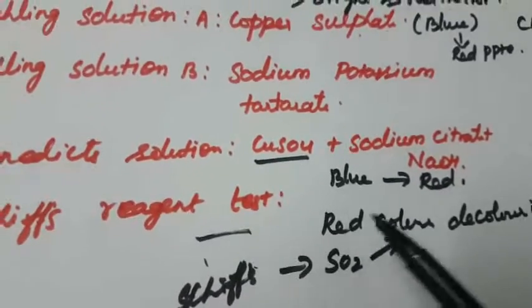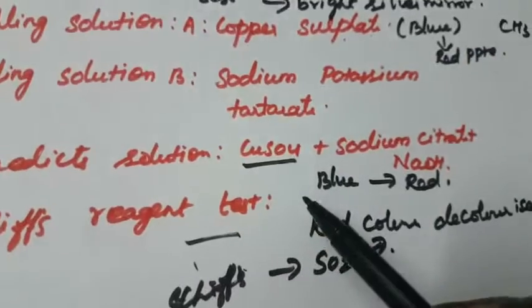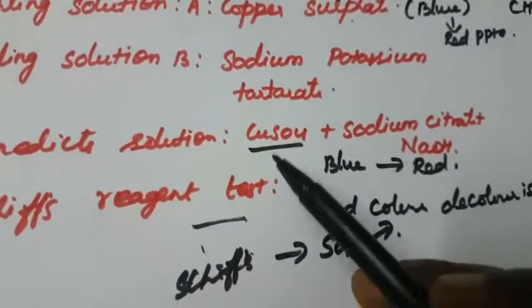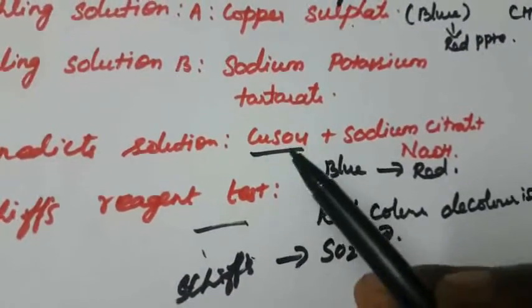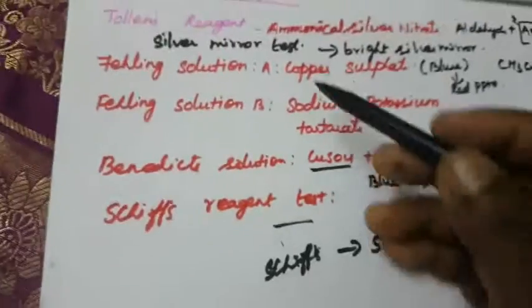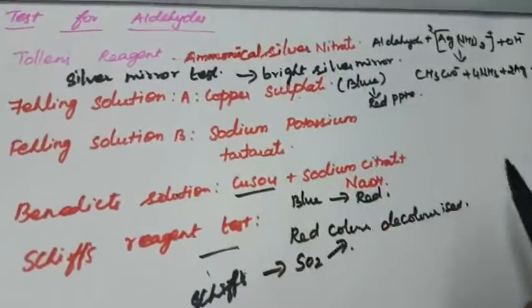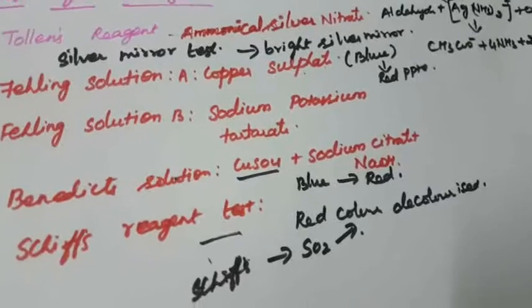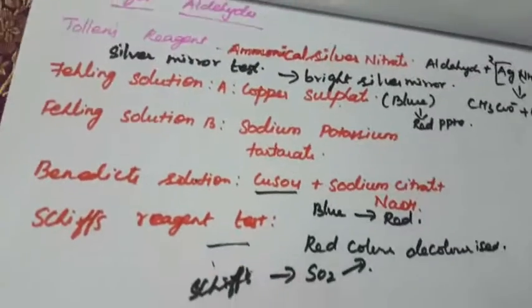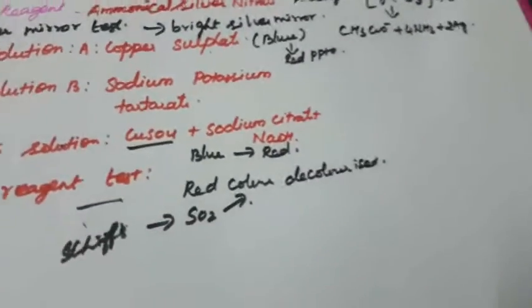These tests are there in the 12th standard practicals. In this year's organic practical, the Fehling test, Benedict's test, Schiff's reagent and Tollens reagent are the tests for aldehyde. Next one: what are the uses of aldehyde?